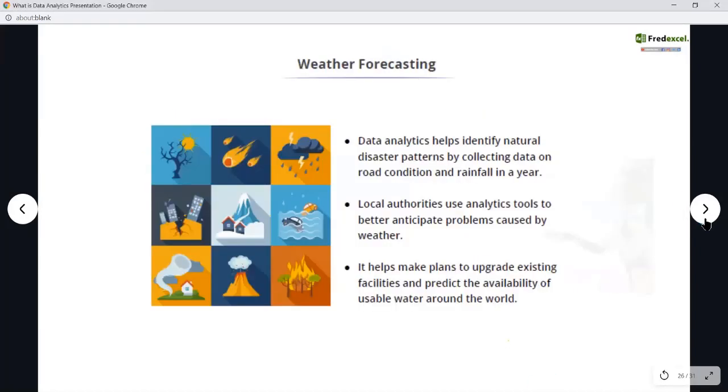We'll move on to weather forecasting. I'm sure you're quite familiar with it. Data analytics helps to identify natural disaster patterns by collecting data on road conditions and rainfall in a particular year. Local authorities use analytics to better anticipate problems caused by the weather. It also helps to make plans to upgrade existing facilities and predict.